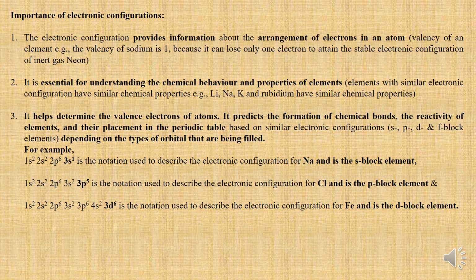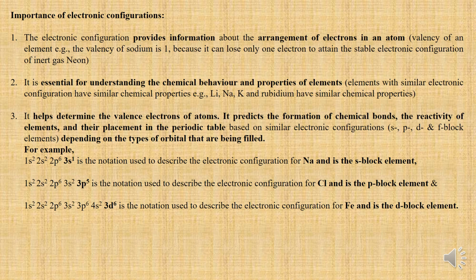And finally, it also helps to determine the valence electrons of atoms. It predicts the formation of chemical bonds, the reactivity of elements, and their placement in the periodic table based on similar electronic configurations. That is, categorizing or grouping elements as S, P, D, and F block elements, depending on the types of orbital that is being filled.